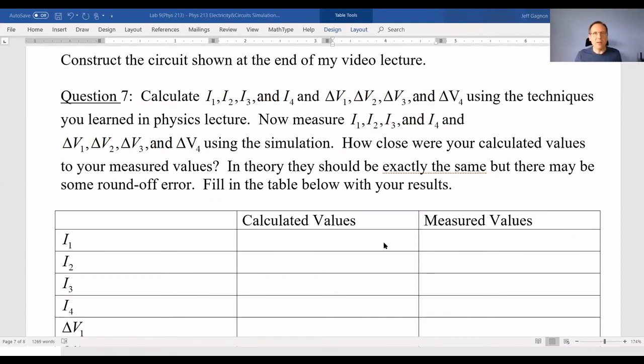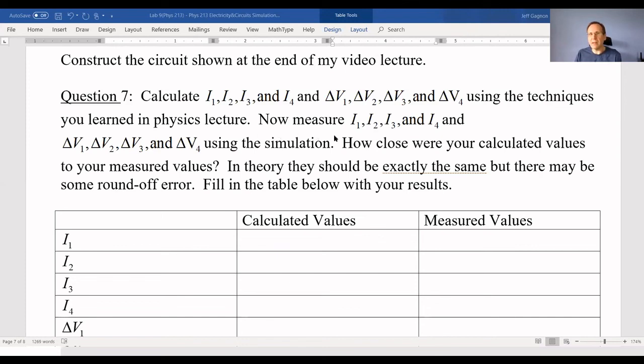And then I want you to calculate, I'll show you the circuit in a minute, I1, I2, I3, I4, and then the voltage drops, delta V1, delta V2, delta V3, delta V4, using the techniques that you learned in physics lecture. Hopefully by the time you're watching this, James will have gone over a lot of circuit analysis and shown you all these techniques. So use the techniques you learned in physics lecture, and then measure.